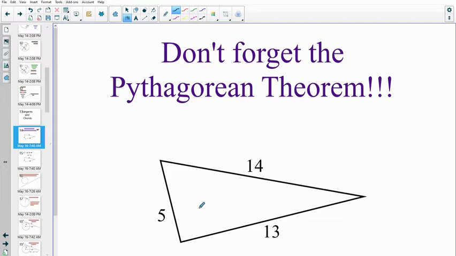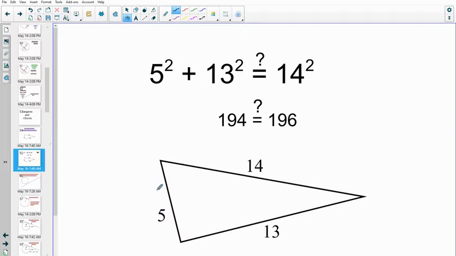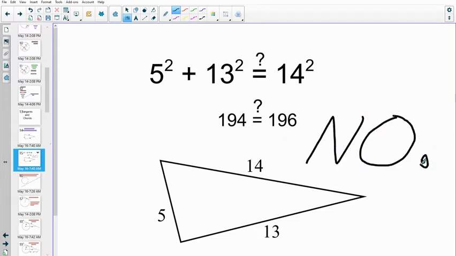So for example, the triangle that I've got on the board, I don't have the marking in there that says that it's a right triangle. So is it a right triangle? Is it not? The way that we can figure that out is by sending it through the Pythagorean theorem. Is 5 squared plus 13 squared equal to 14 squared? Well, 5 squared plus 13 squared is 194. 14 squared is 196. Are they equal? No, they are not, which means this is not a right triangle.